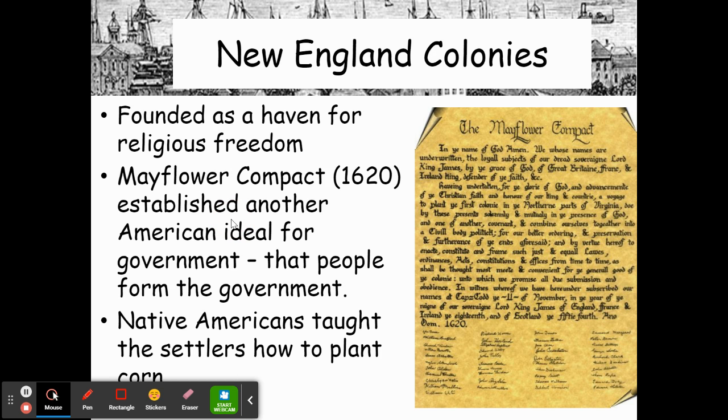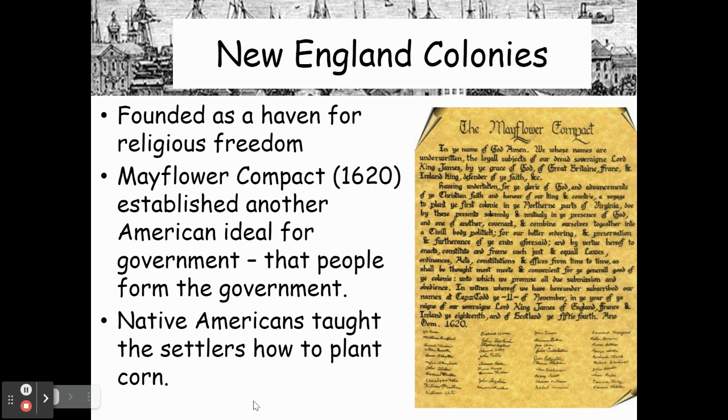Now, the New England colonies, they were founded as a haven for religious freedom. You got the Mayflower Compact, which was penned in 1620. The Pilgrims at Plymouth Rock. They established another American ideal for self-government, that the people form the government. You can see they all agree to enter into this government. Native Americans taught those settlers how to plant things like corn and how to have a garden, what types of plants and vegetables grow well here, right? So we kind of have a nice little symbiotic relationship right there.